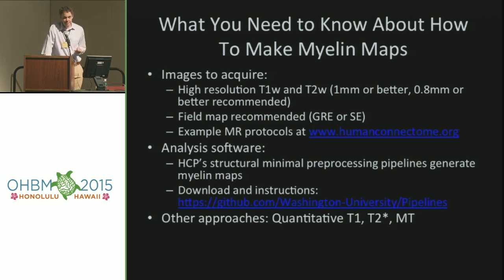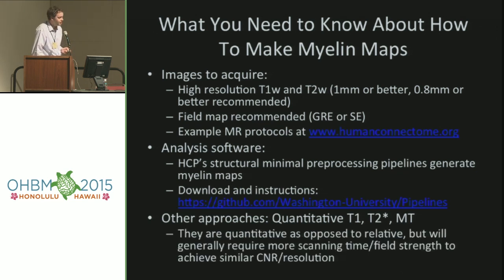There are some other approaches to myelin mapping that give very similar maps, but they are using quantitative methods such as T1 maps, T2 star maps, or magnetization transfer maps. And so these are all quantitative measures as opposed to relative measures. And it's definitely fine to use them if they're a very important part of your study. But generally, they require more scanning time or a higher field strength to achieve similar contrast to noise and resolution. The reason we prefer the T1 and T2 approach is because it's a little bit quicker for us to be able to find cortical areas with.